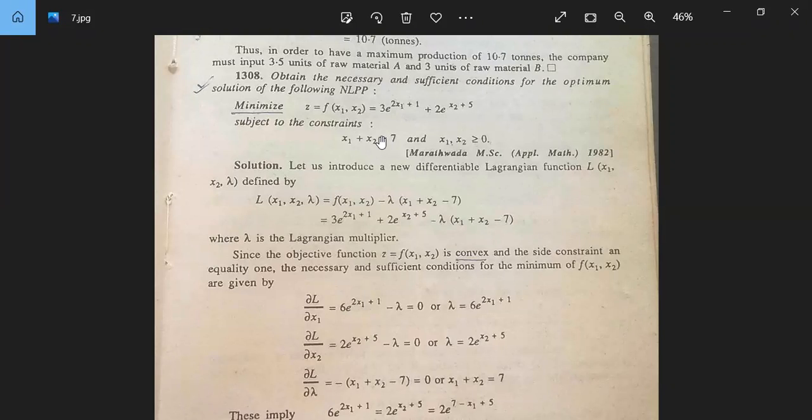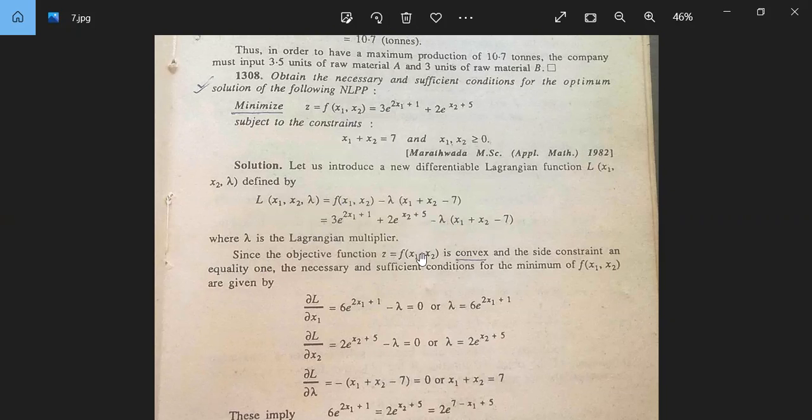See, this is an equality constraint. Solution: let us introduce a new differentiable Lagrangian function L(x1, x2, lambda) defined by L(x1, x2, lambda) is equal to f(x1, x2) minus lambda times this constraint, x1 plus x2 minus 7. So it is 3 e to the power (2x1 plus 1) plus 2 e to the power x2 plus 5 minus lambda (x1 plus x2 minus 7). Here lambda is a Lagrangian multiplier.